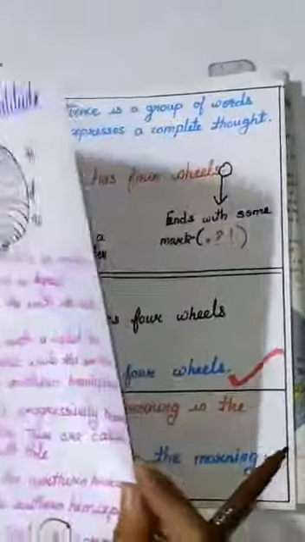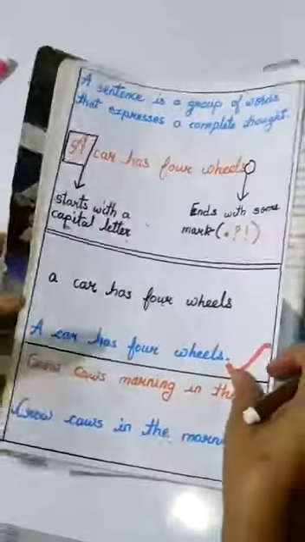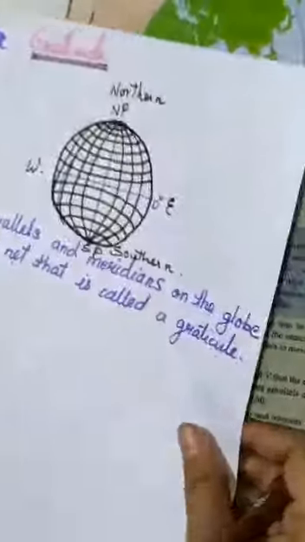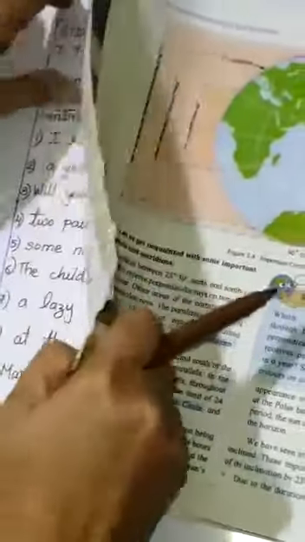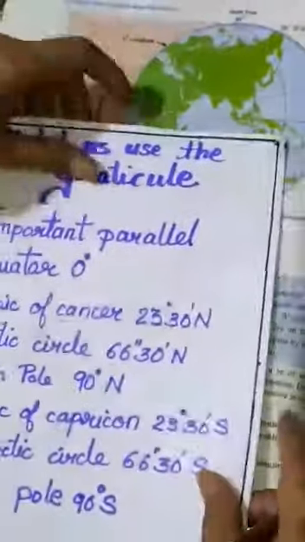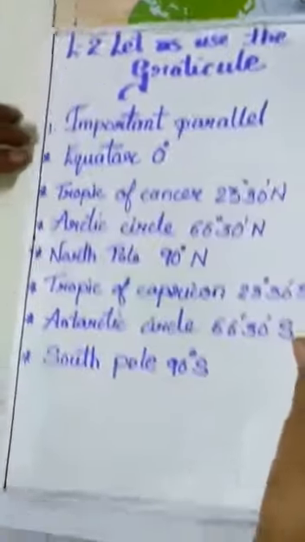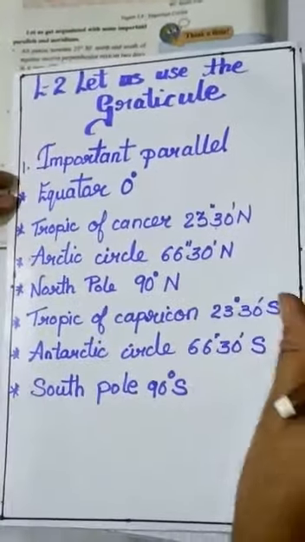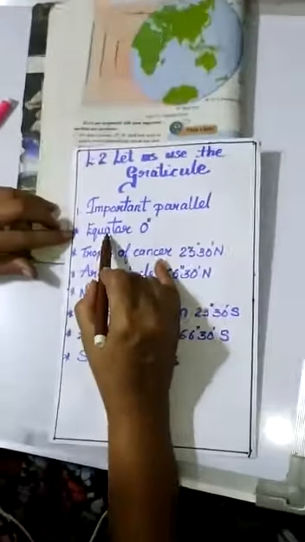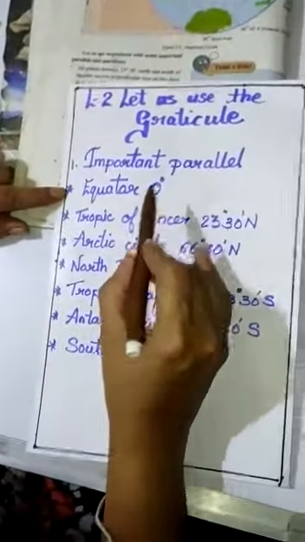Now we will see about the zones. Okay. So now we are going to see about the important parallels and meridians. So there are total 7 important parallels. 1, equator, which is at the 0 degree.